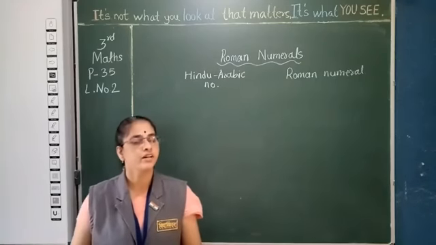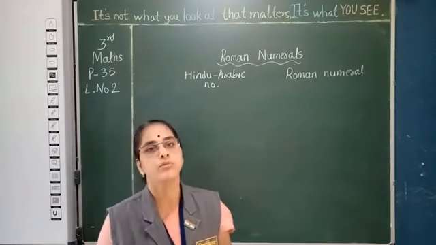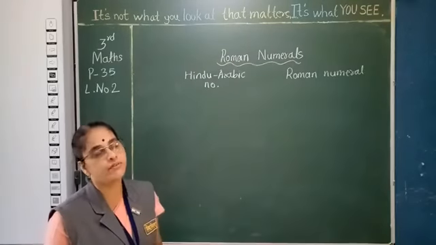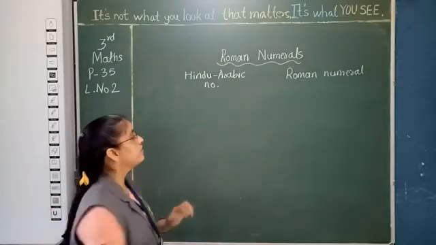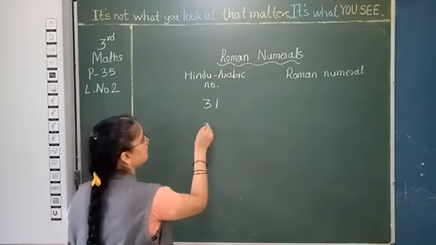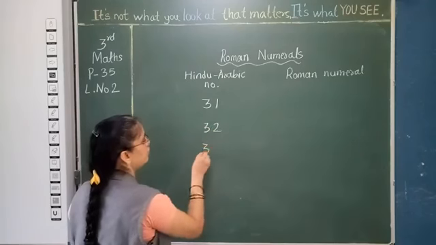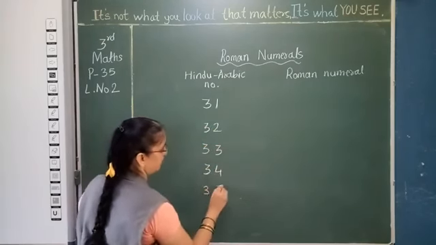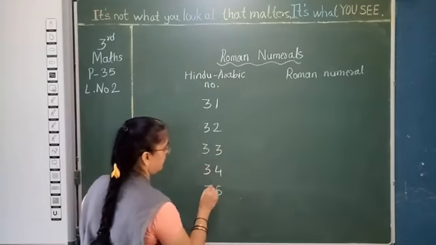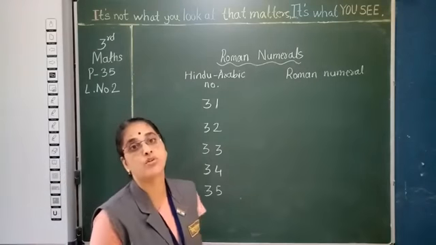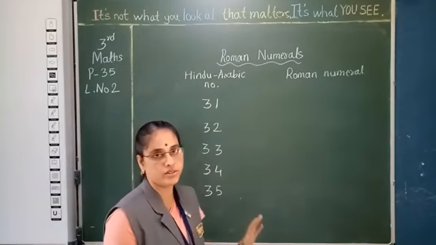Students, in the previous period, we completed the Roman numerals up to 30. Now today we will start from 31 onwards. First I will write the Hindu Arabic numerals: 31, 32, 33, 34 and 35. Now, as you know, how are we going to find the Roman numerals?